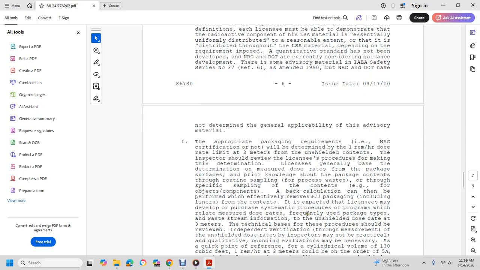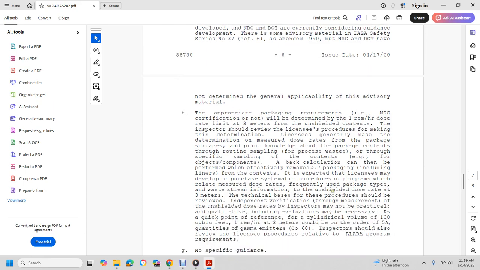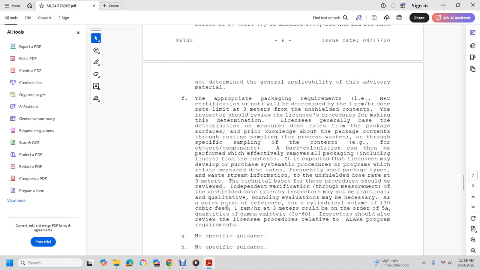The relative of the measure with the dose rate, frequency with the package type and the waste stream, and information with the unshielded dose rate with the meters. The technical basis with the pursuit review with independent verification of the measure of the unshielded dose rate with the inspector, but not practical. Qualitative bounding evaluations may be necessary.